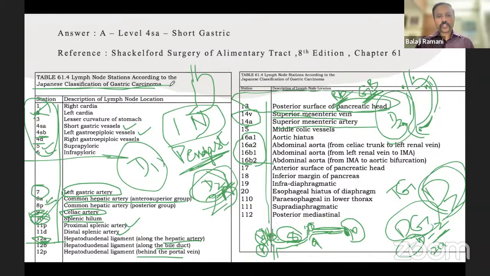Very useful. You just need to follow the anatomy, and even during your surgical practice, you can remove all these nodes very clearly.